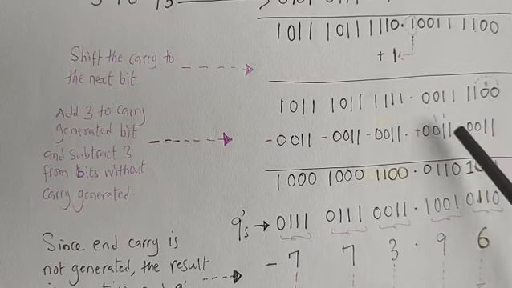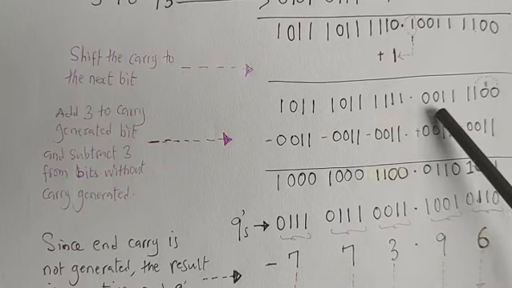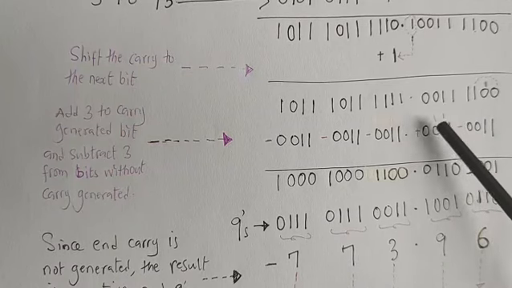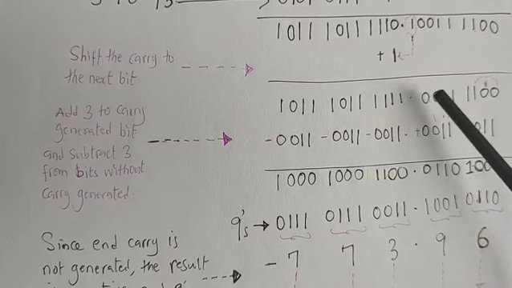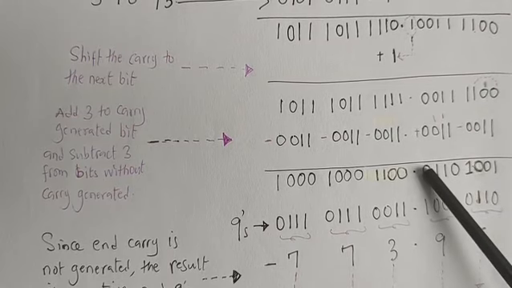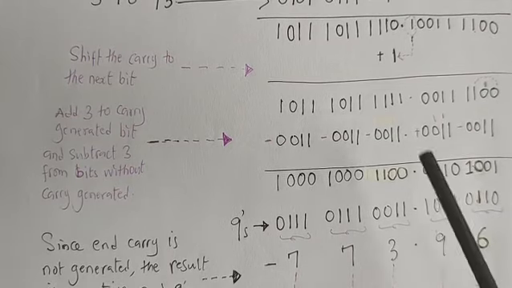Now let's go over to the next segment. 1 plus 1 is going to be 0 with a carry of 1. 1 plus 1 plus 1 is going to be 1 with a carry of 1. 0 plus 1 plus 0 is going to be 1. And then 0 plus 0 is going to be 0.